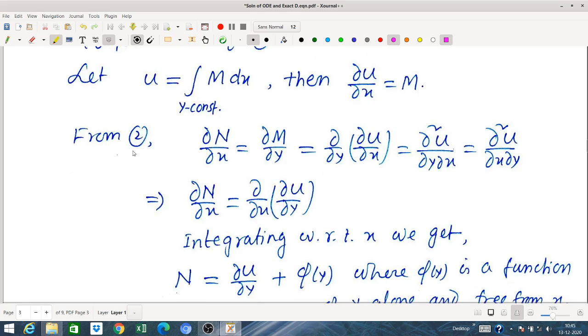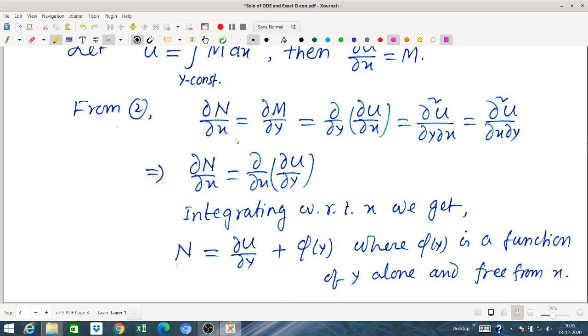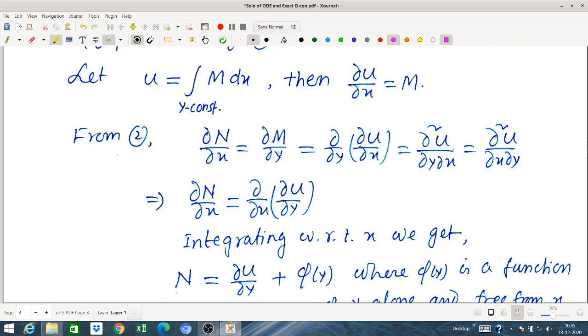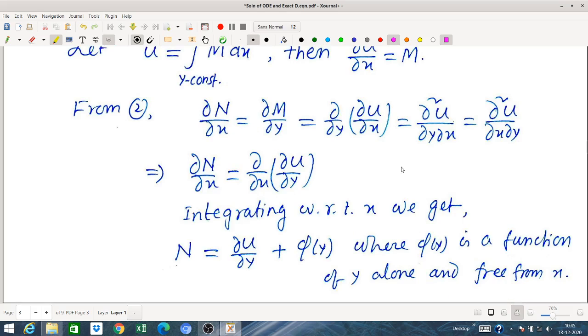Now we have del n by del x equal to del m by del y. We have this result assumed. So del n by del x is del m by del y, but what have we got for m? Del u by del x. Therefore, with the value of m substituted here, it is del y of del u by del x, means del square u by del y del x, but it can be written as del square u by del x del y, changing the order of differentiation. Now it is del x of del u by del y. So del n by del x is equal to del x of del u by del y.